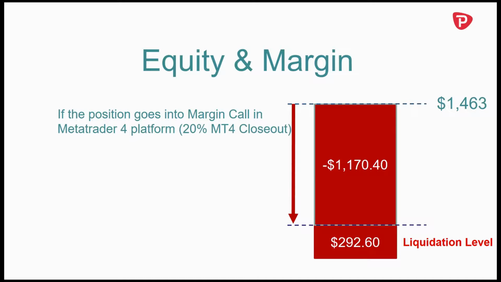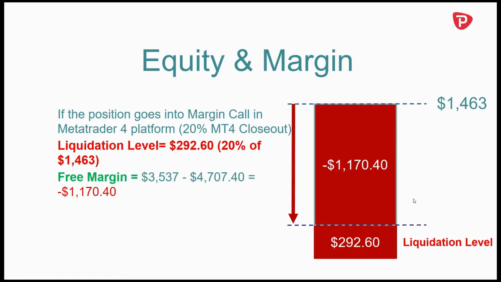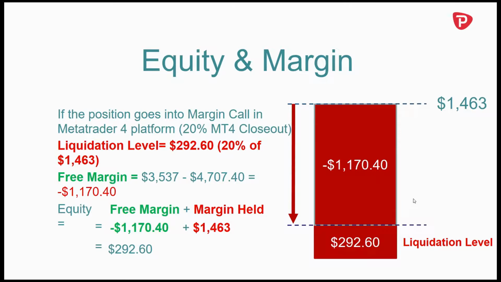So let's take a look at what the 20% MT4 closeout level means. Here we have our $1,463, which represents our margin held. You can see that if the trade goes a further $1,170.40 against us, it will enter what's called the MT4 closeout or liquidation level. This $1,170.40 represents 80% of $1,463. You can also see that the $292.60 represents 20% of the $1,463. It's important to note this liquidation level will trigger a sale at the next available price. So we may not always see $292.60 if the market is moving quickly. You can also see the calculations on the left-hand side to how this is worked out.